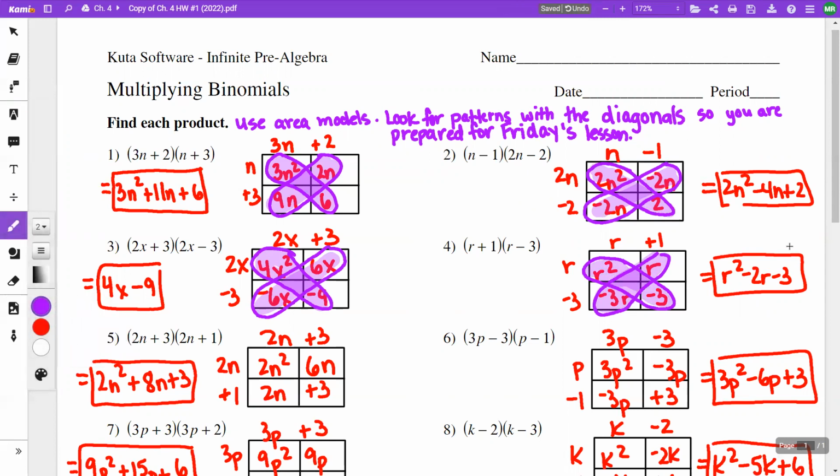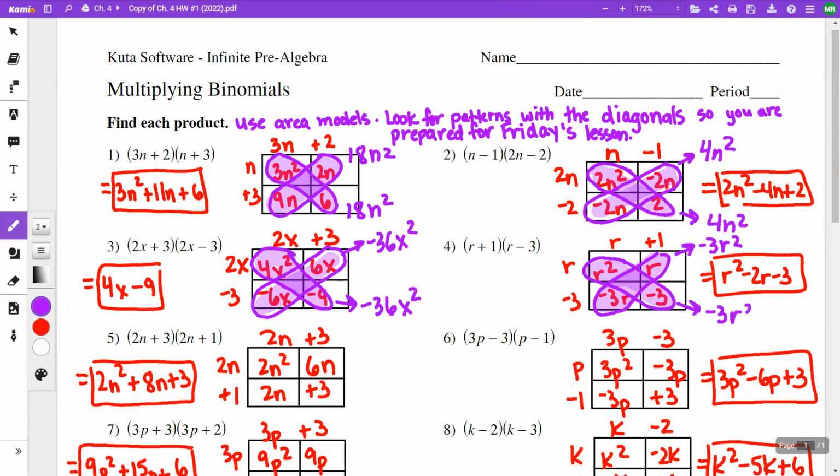So when I multiply 9n times 2n, I get an 18n squared. And if I multiply 3n squared times 6, I also get an 18n squared. Over on problem 2, this diagonal multiplies to a positive 4n squared, and this one multiplies to a positive 4n squared. Here, if I multiply a negative 6x and a 6x, I get a negative 36x squared. Here, if I multiply 4x squared and a negative 9, I get a negative 36x squared. So all of these diagonals are going to multiply to the same thing. This multiplies to a negative 3r squared, and this also multiplies to a negative 3r squared.